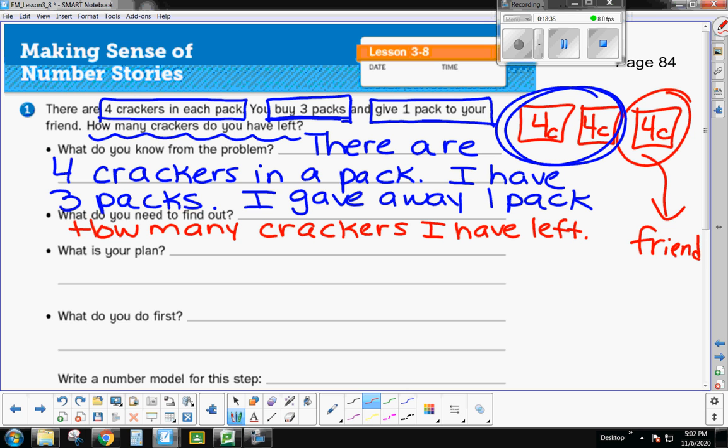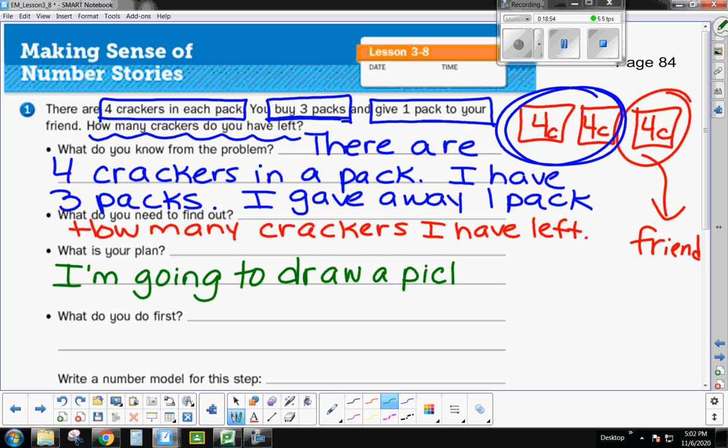Now it says, what is your plan? Well, I'm going to tell you. My plan is always to draw a picture of what's going on. So what is your plan? I'm going to draw a picture, which I already did. I'm telling you, when I draw pictures, it shows me exactly what I need to do.